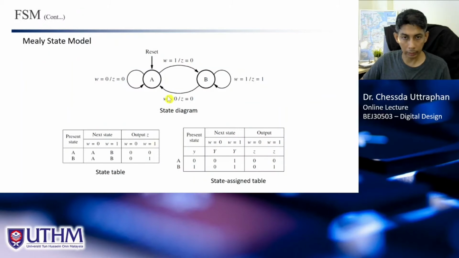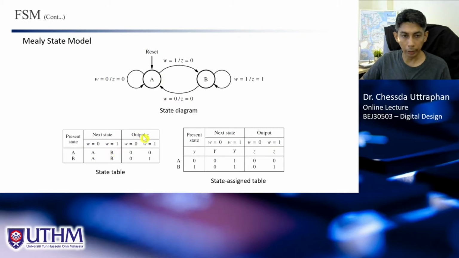Okay, so this is the Mealy state diagram. And again, the process to derive the logic circuit is that we need to generate the state table and also the state assigned table. In the state table, because we have A and B only, we have present state A and B. The next state is given for w equal to 0 and w equal to 1. So if we are in A, if w equal to 0, we remain at A, right? But if w equal to 1, we go to B.